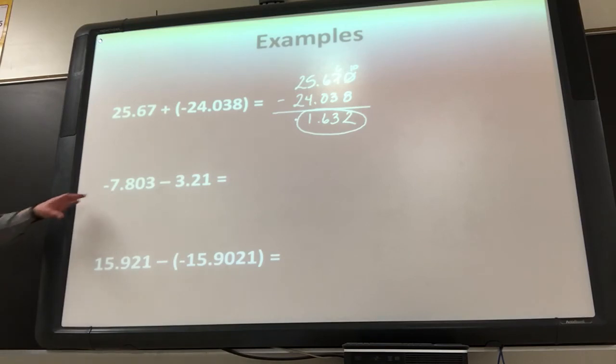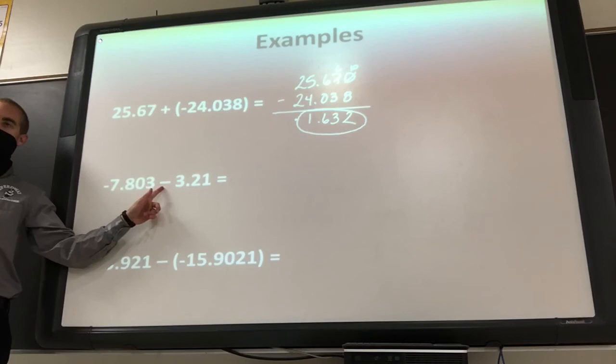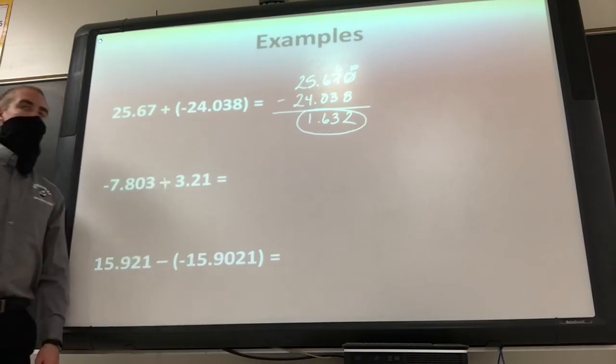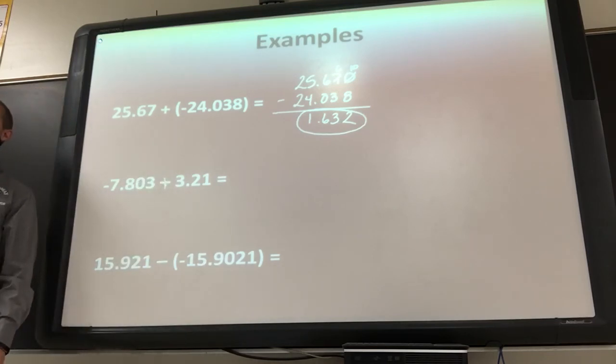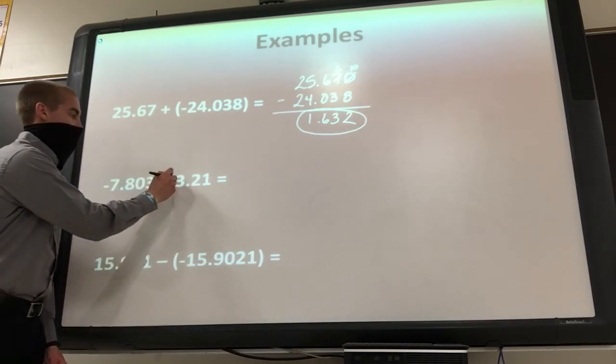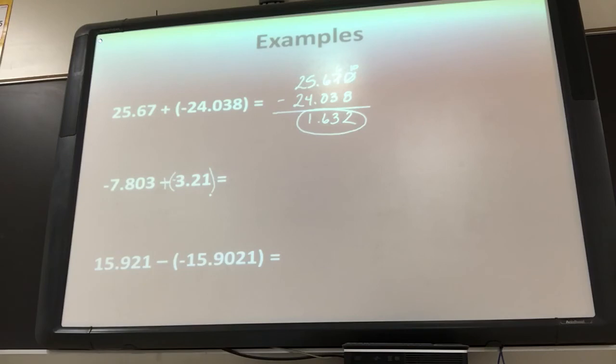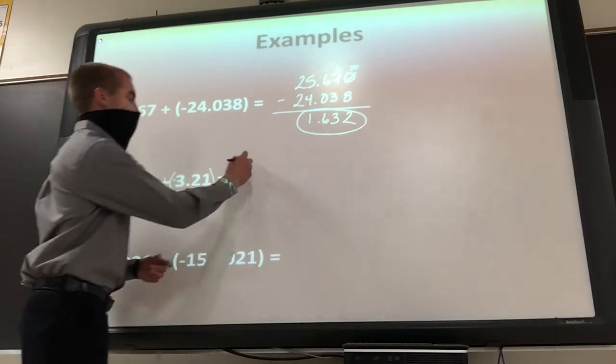Okay, this was the one that I saw that was most missed. What do we need to do with this subtraction sign? Jeff? Make an addition sign, and what else do we need to do then? Make the 3.21 a negative 3.21. If we have a negative plus a negative, do we add or subtract the two numbers? We add them, right? They're the same sign.